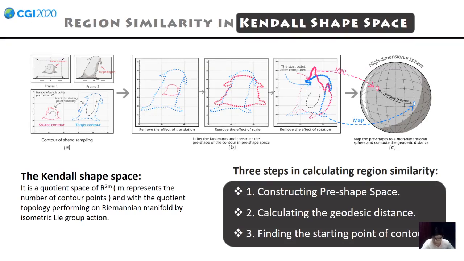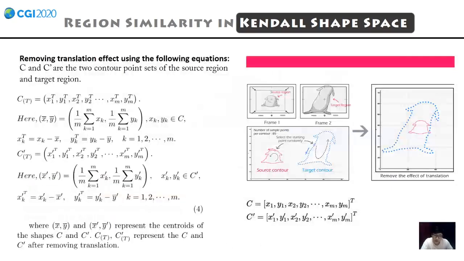There are three steps in our method: first is constructing pre-shape space and calculating the geodesic distance. Then finding the start point of the contour. First is constructing pre-shape space. Assume we have two contours, C and C prime. Constructing pre-shape space means to remove the translation, scaling, and the rotation between C and C prime.